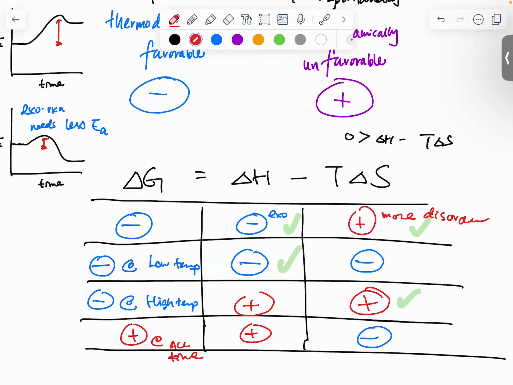Now, I would also like to mention one thing, that if the reaction is not spontaneous, that means the reverse reaction is spontaneous.